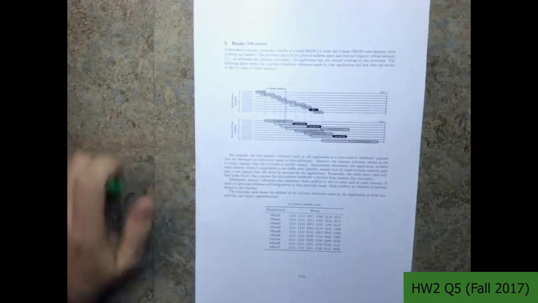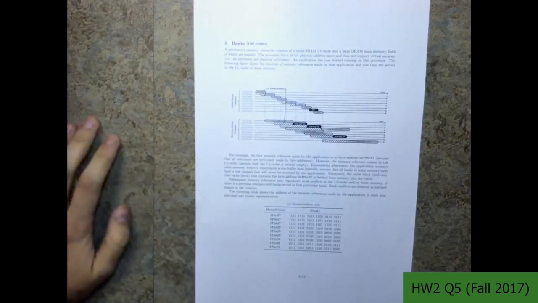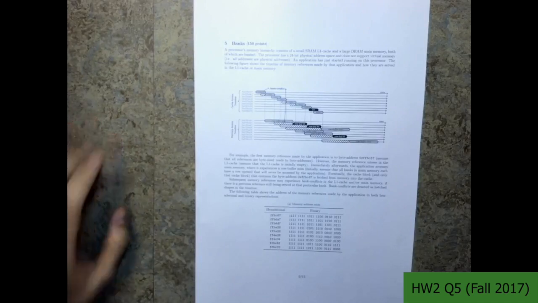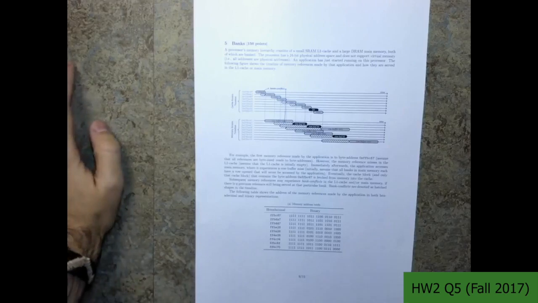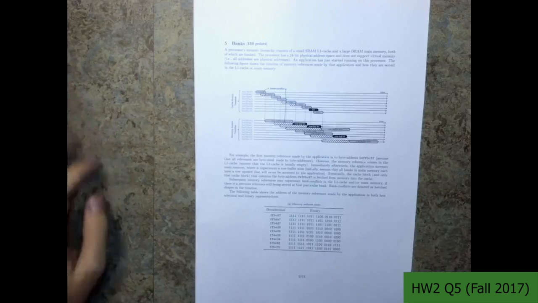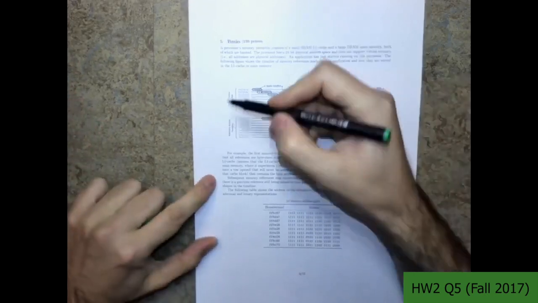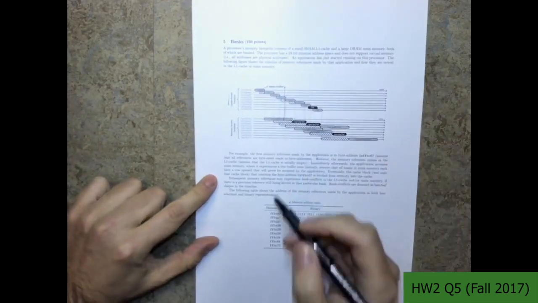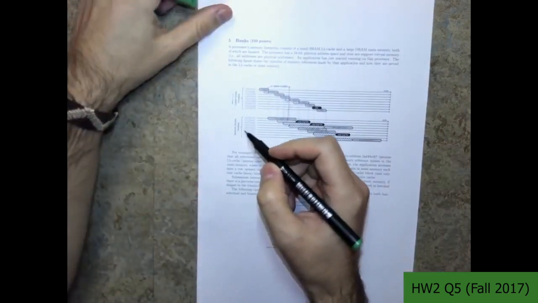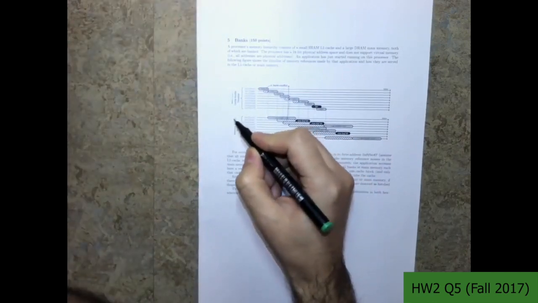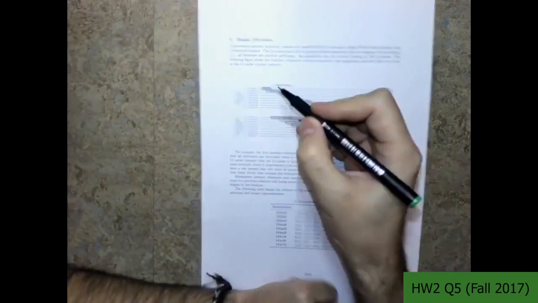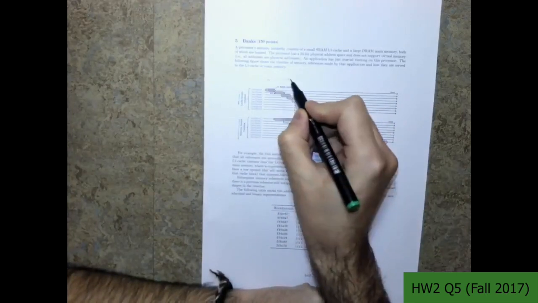The processor has a 24-bit physical address space and does not support virtual memory, meaning that all the addresses are physical addresses. An application has just started running on this processor. The following figure shows the timeline of memory references made by that application and how they are served in the L1 cache or main memory. Here is the cache access timeline, and this is the memory access timeline. This is the time.